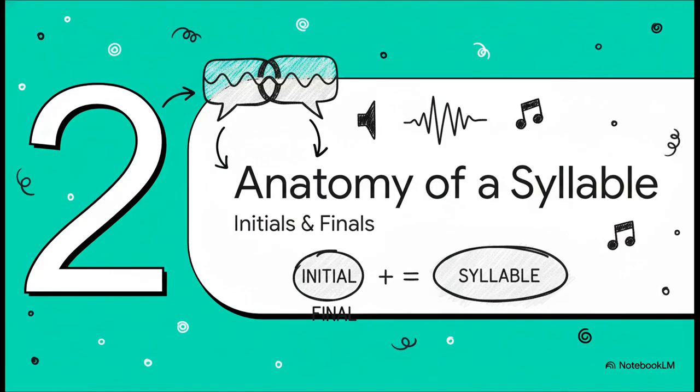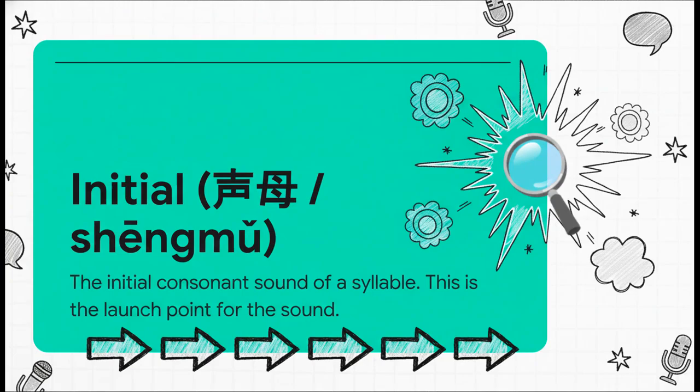Every single syllable in Mandarin Pinyin is built from two key parts that combine to create one complete sound. The first part is the initial, or as you see here, the shengmu. This is the starting consonant of the sound. Think of it as the launch pad for the entire syllable. For today, our whole focus is going to be on mastering the first group of these initials.